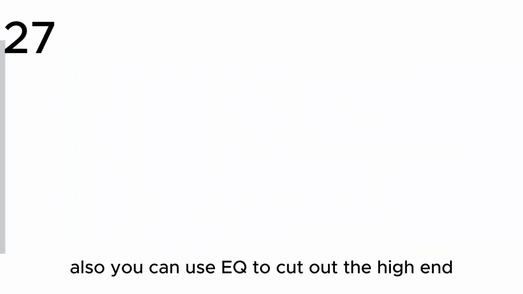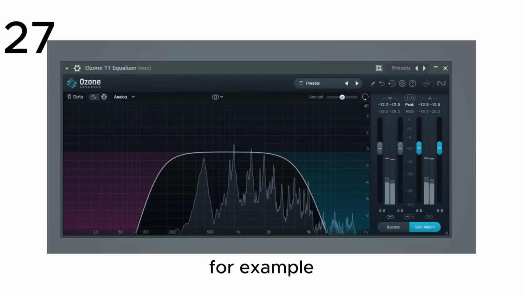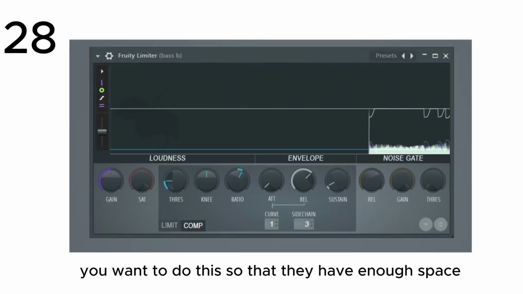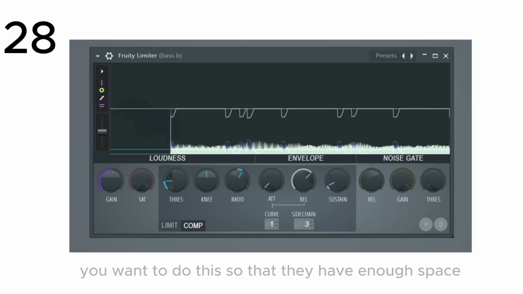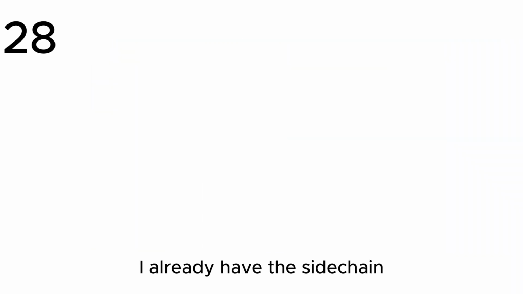Also, you can use EQ to cut out the high end, for example. You should also sidechain your bass to your kick. In FL Studio, you can again use a limiter to achieve this. I already have the sidechain set up in my custom template so that I don't have to make it every time.